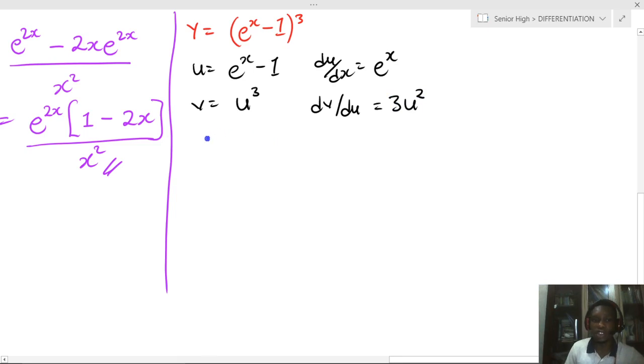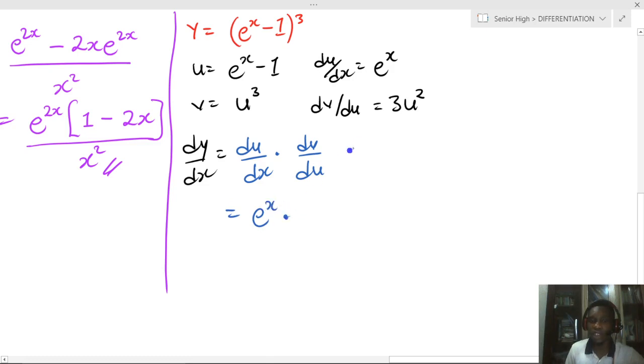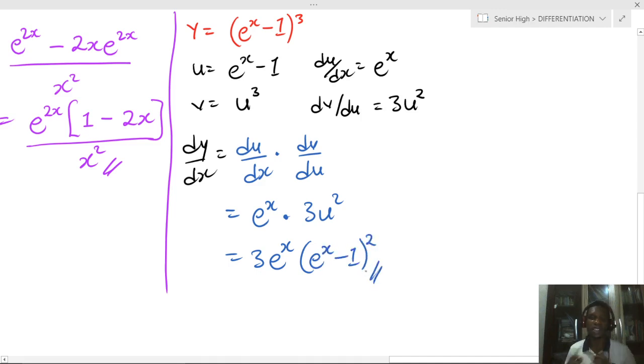So when we now solve it, remember our formula for chain rule. It is dy dx is equal to, for chain rule, the two functions, du dx multiplying dv du. So what do we have? Our du dx was exponential x multiplying our dv du, that's 3u raised to power 2. So solving it, we have 3 exponential x, and our u is exponential x minus 1. So it is bracket exponential x minus 1 raised to the power of 2. And that's it.